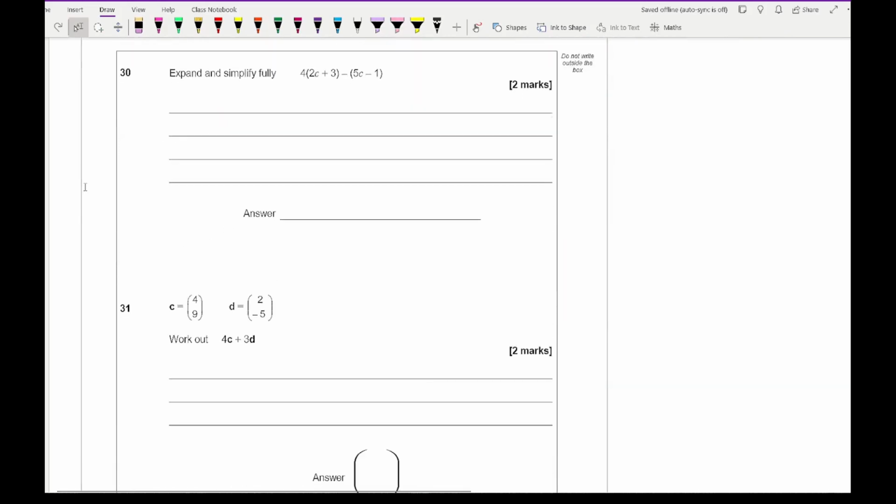Then moving on to question 30, it says expand and simplify fully. So again, using my loops, I get 8c plus 12, and then there is no number in front of the bracket, so I'm going to put it's minus 1. So minus 1 times 5c is minus 5c, and minus 1 times minus 1 is positive 1. Then collecting the c's together, I got 8 take away 5, which is 3. And 12 plus 1 is 13.